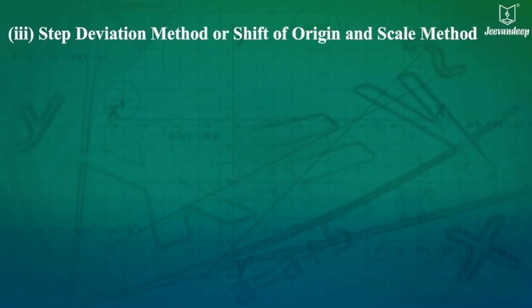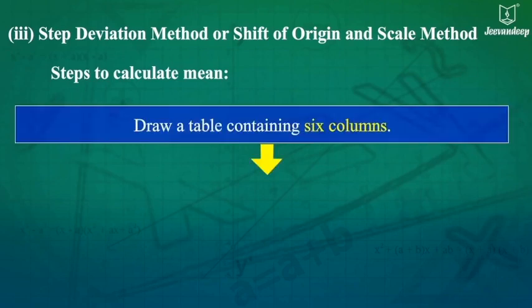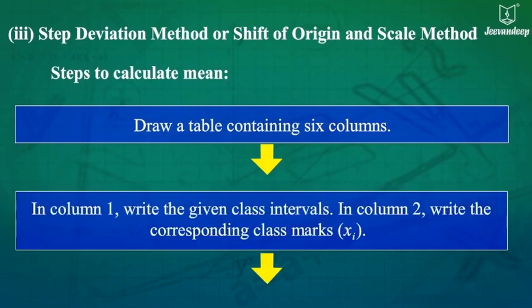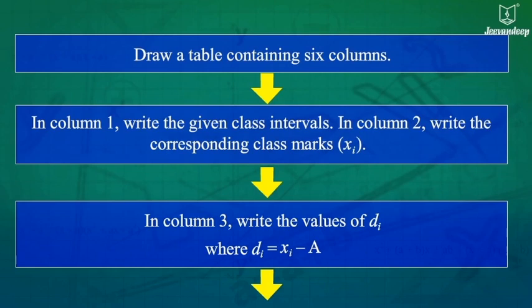3. Step deviation method or shift of origin and scale method. Steps to calculate mean. Draw a table containing 6 columns. In column 1, write the given class intervals. In column 2, write the corresponding class marks, that is xi. In column 3, write the values of deviation where di equals xi minus a.